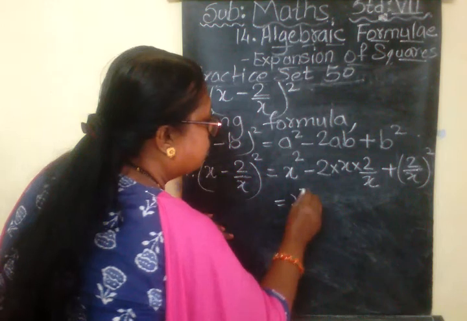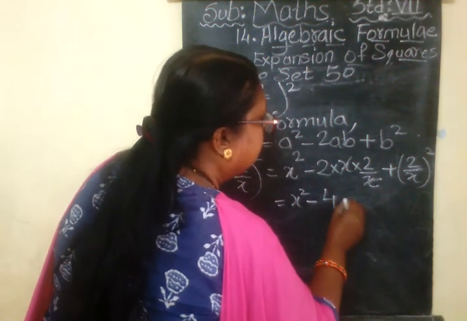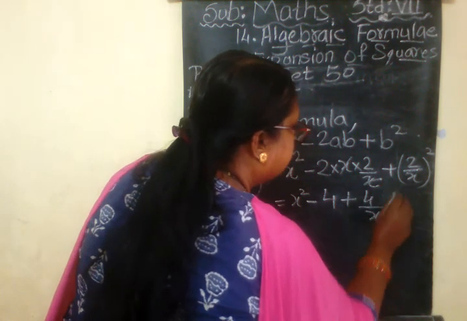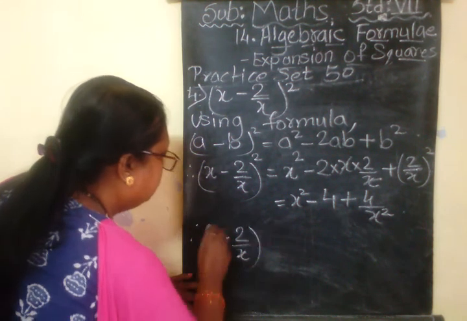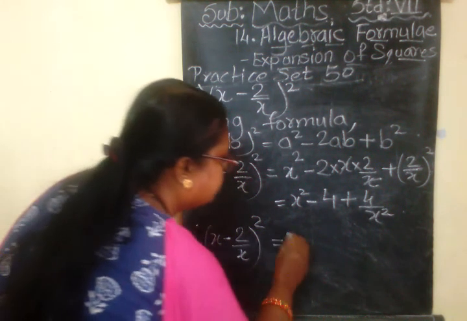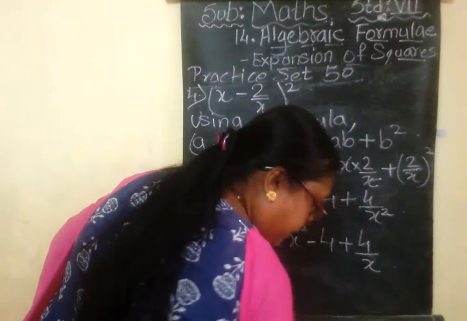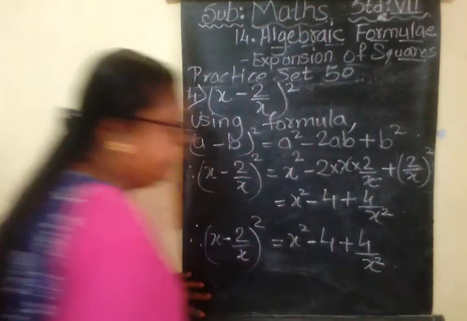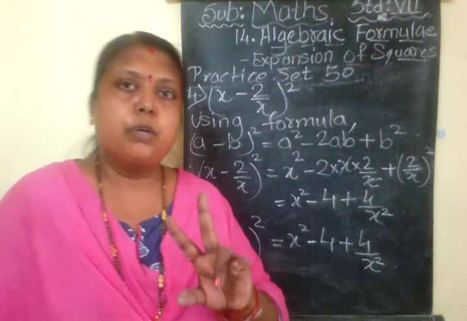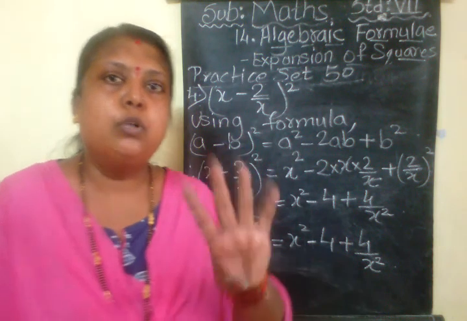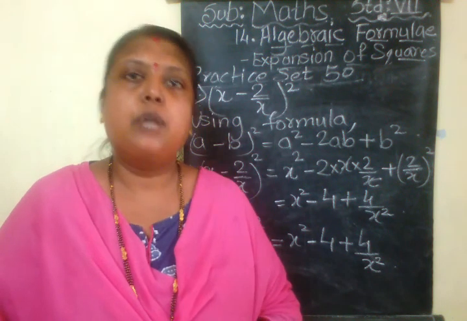This gives me the answer x square minus. Now here x and x get cancelled. 2 into 2 is 4, plus 4 upon x square. So therefore x minus 2 upon x the whole square gives me the answer x square minus 4 plus 4 upon x square. I get the answer. Now these are very simple sums, children. You have to use the two expansion formulas and get the answer. The remaining 4 sums, that is 5, 6, 7, 8, you have to complete as homework in your classwork. So have fun. Thank you.